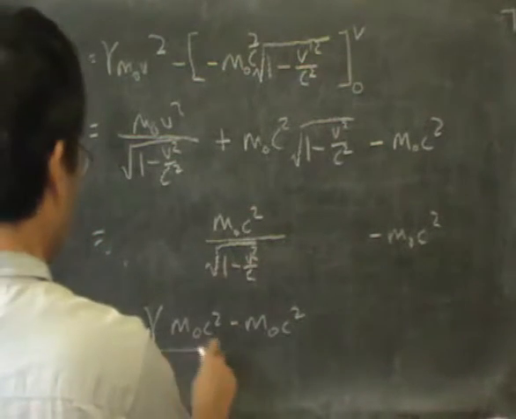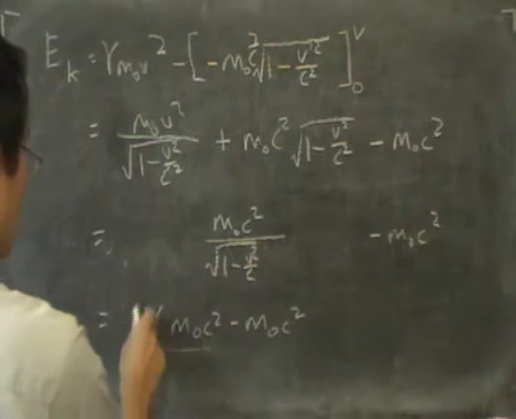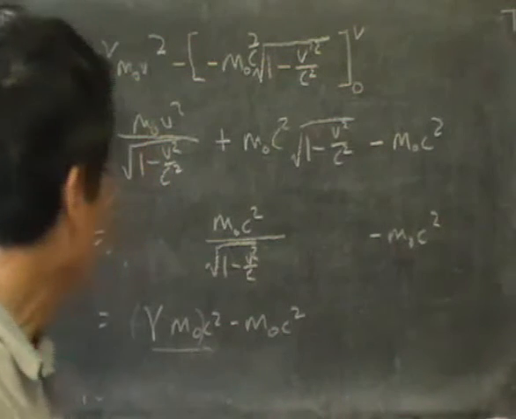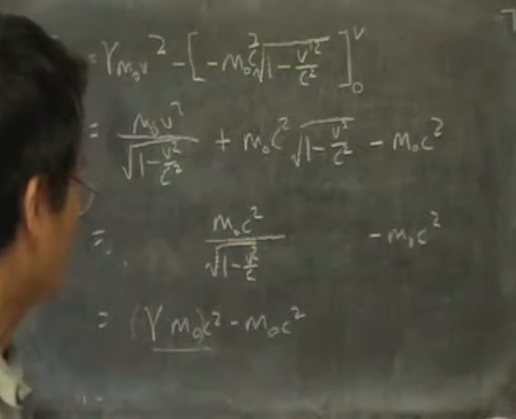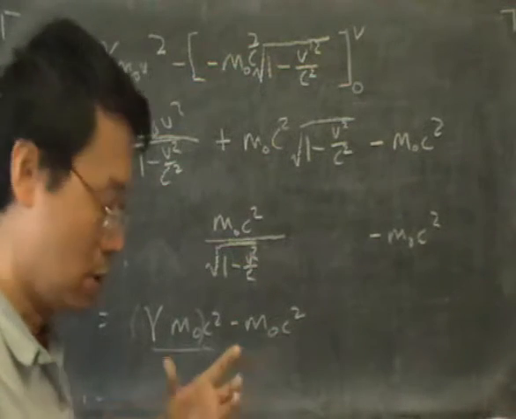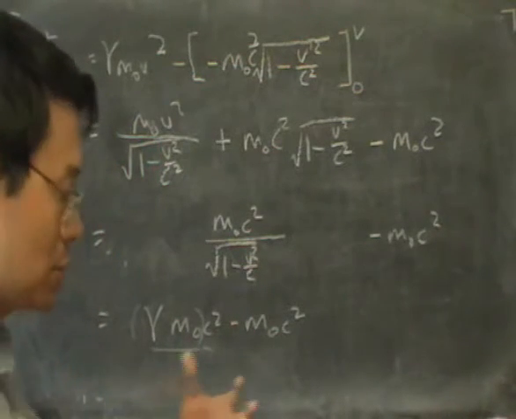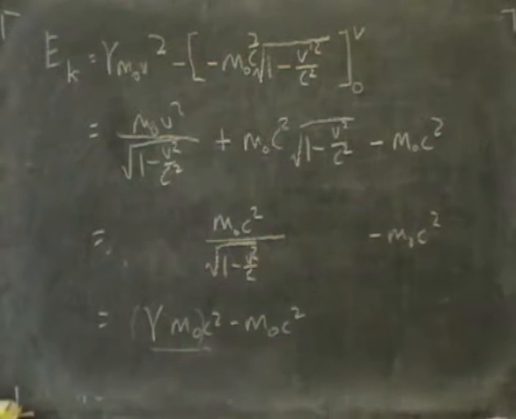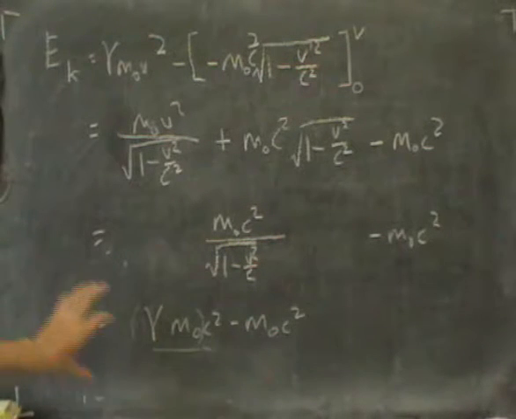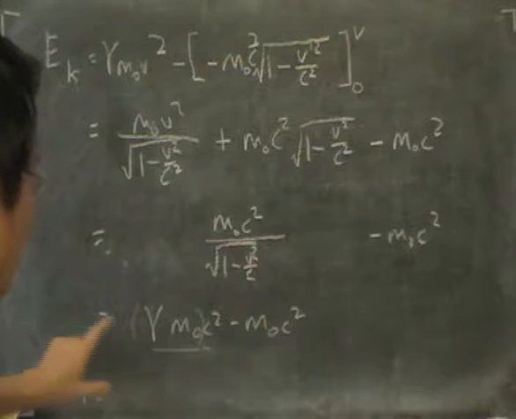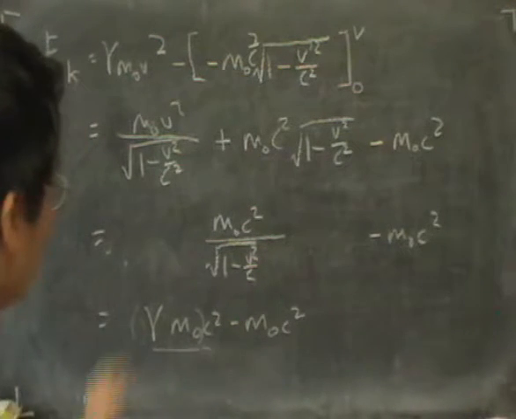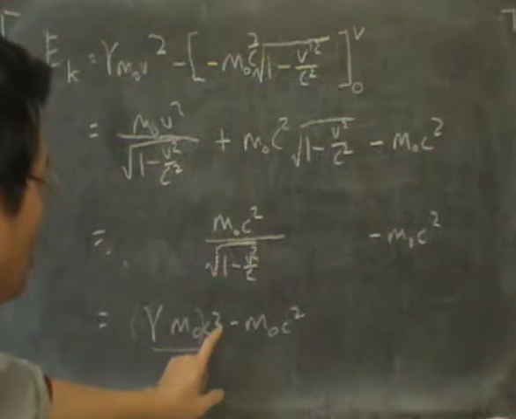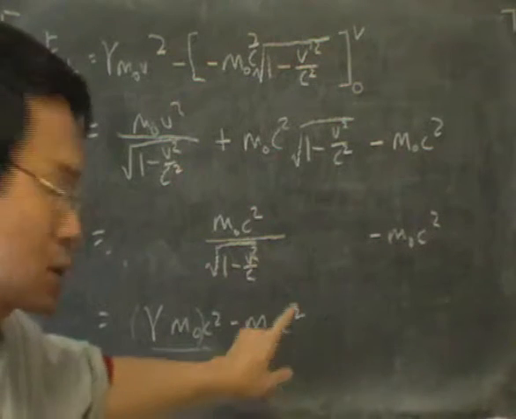Now if you remember, gamma m naught c squared is just the new mass of the body moving at a velocity. That was how we interpreted it. And the m naught here is the rest mass of the body. So as the body moves, it becomes heavier because of this gamma m naught. Now we have an interesting result. We have the result that the kinetic energy is equal to the relativistic mass, the moving mass times c squared, minus the rest mass times c squared.